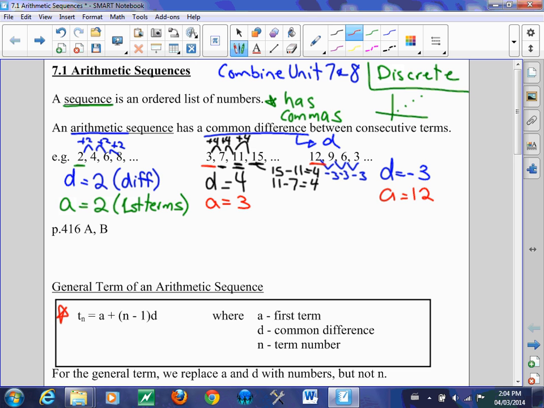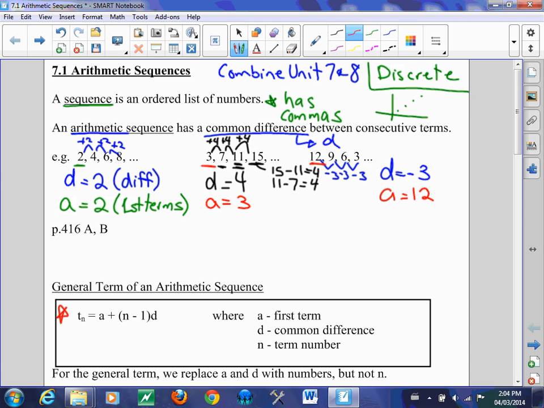But let's just take a second and go in our textbook to page 416. And we'll take a look at AB. You can pause the video now if you need to go get your textbook. So run and get it. Okay, hopefully you've got it now.